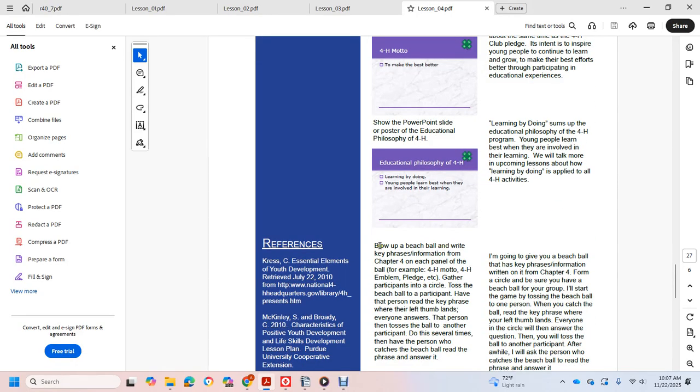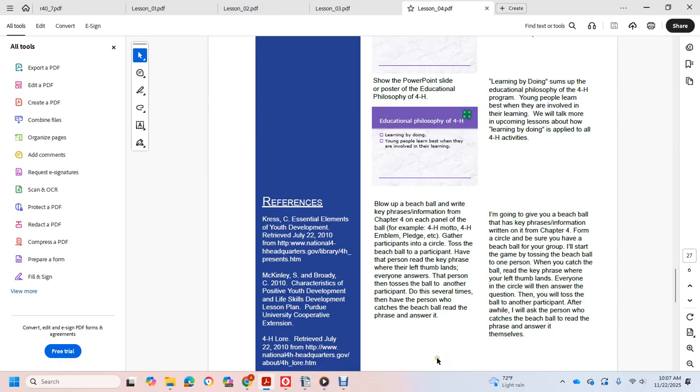Blow up the beach ball and write a key phrase with information from Chapter 4 on each panel of the ball: the 4-H model, 4-H emblem, pledge, etc. Gather the participants in a circle and toss the beach ball to a participant, who reads the key phrase where the left thumb lands. Everyone answers, and the person tosses the ball to another participant. Do this several times, then have the person who catches the beach ball read the phrase and answer it alone.